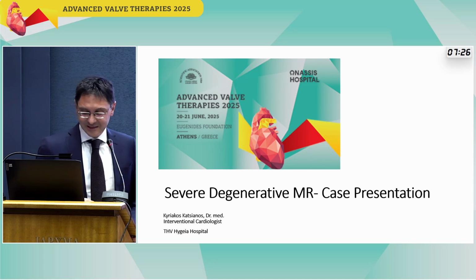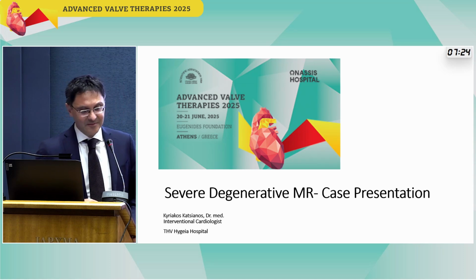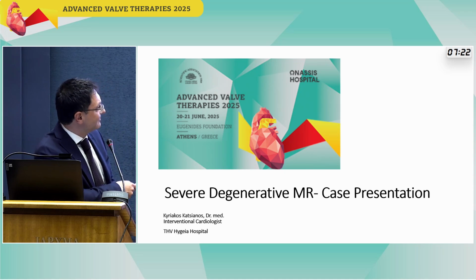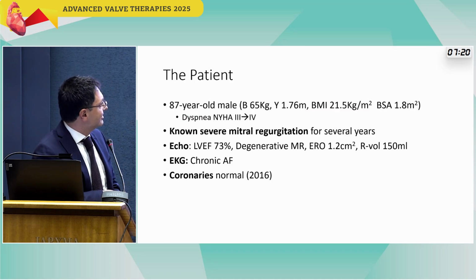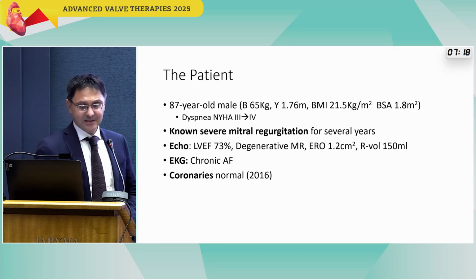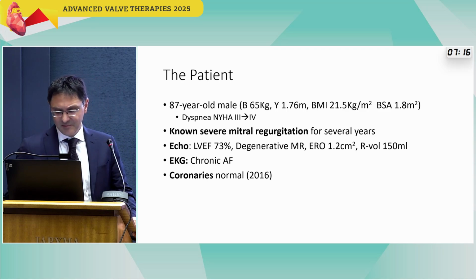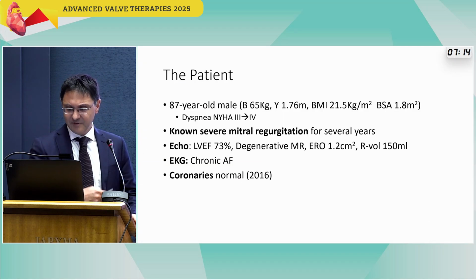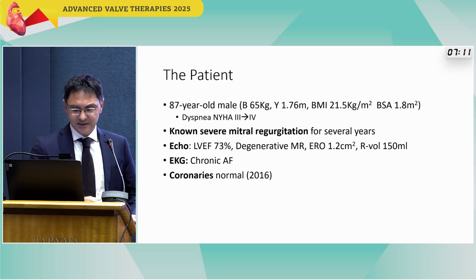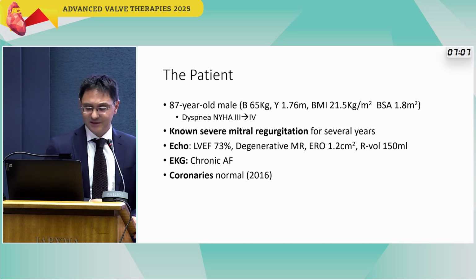I would like to present a case, severe degenerative MR. This is our heart team at Hygeia Hospital. Our patient, 87-year-old male, BMI of 21.5, dyspnea NYHA 3 to 4, known severe mitral regurgitation for several years.